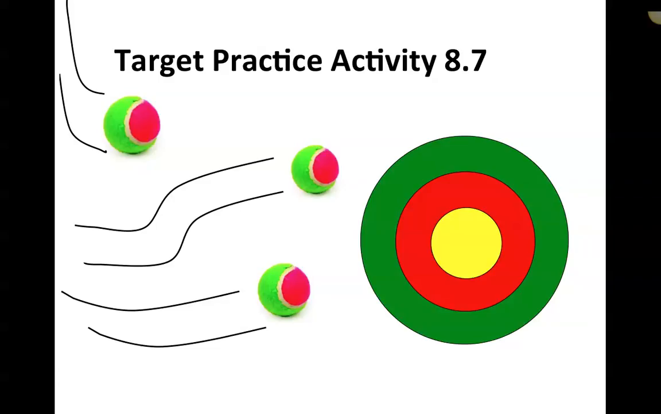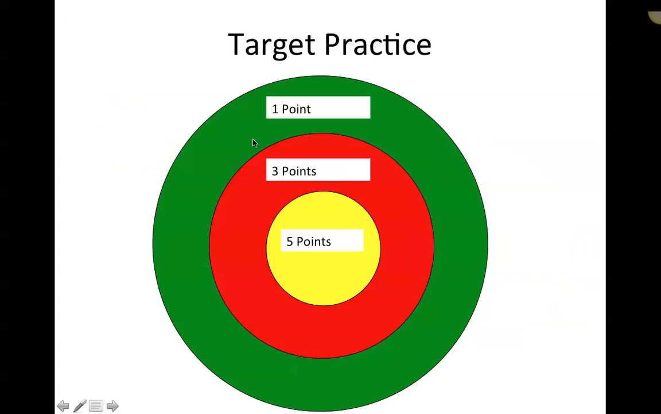Today we're going to be doing a target practice activity. The target that we're going to use is going to have these scores. The bullseye is going to be worth 5 points. The next ring is going to be worth 3 points. And the outer ring is going to be worth 1 point.